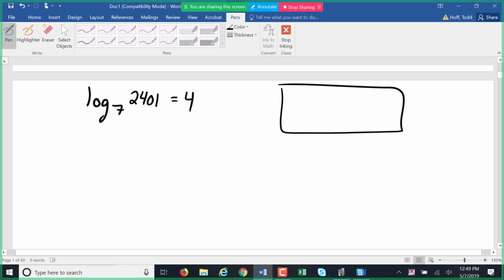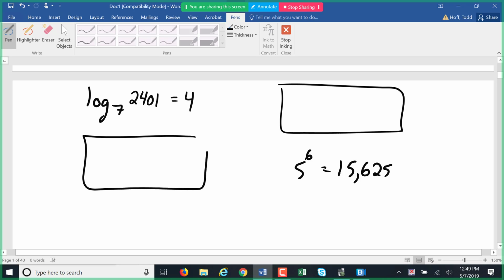In your notes, I want you to convert this top one, log base 7 of 2,401 equals 4, convert that into exponential. And then the exponential, 5 to the power of 6 equals 15,625, convert that into logarithmic form. And I'll give you a minute.